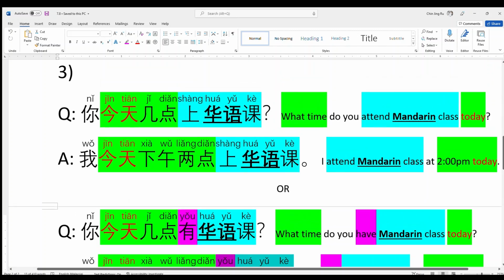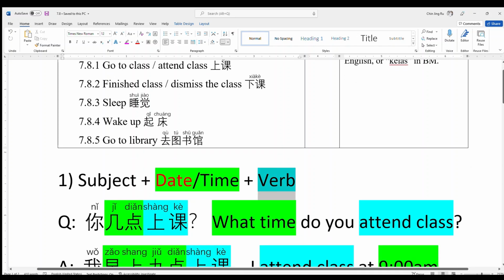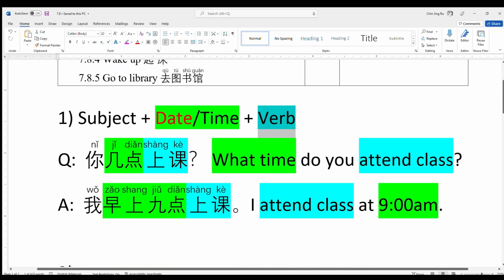Okay, so which means here, even though I do not have the example for like 睡觉 sleep, 起床 wake up, or 去图书馆, but you know now how to build a sentence using these 3 different verbs, because all you need to do is say the verb at the very last of the sentence. Then the date or time, it's up to you lah, yeah? You choose it, you say it however you like. It's just that you need to follow the structure.